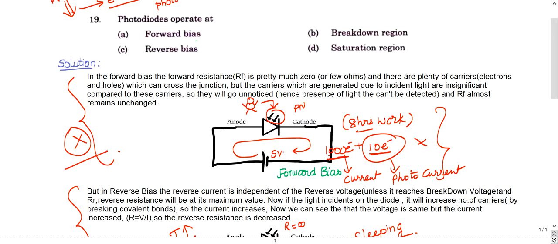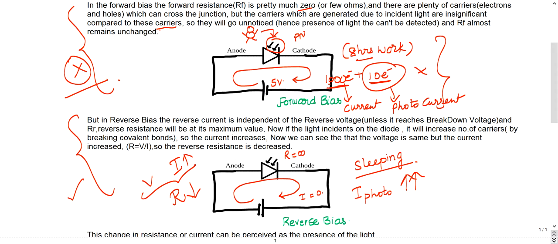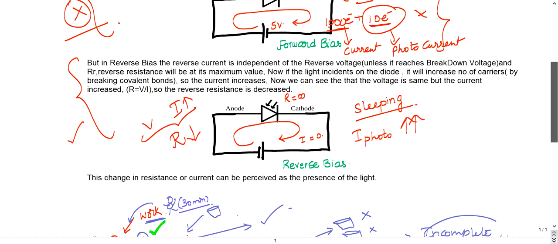When you read the statement for forward bias, you can see the forward resistance is almost zero, and there are plenty of carriers and holes which can cross the junction. They are doing the personal work, but carriers which are generated due to incident light are insignificant. Whatever work I give, they go unnoticed compared to the original personal work. So they go unnoticed and hence the presence of light cannot be detected. I hope you understood. And RF almost remains unchanged because the current is due to the original one. The RF doesn't change because the current is almost the same. Voltage is the same, current is the same. Nothing has changed. Current is a little bit increased, but that goes unnoticed. Hence it cannot be used in forward bias, but it can be used in reverse bias.